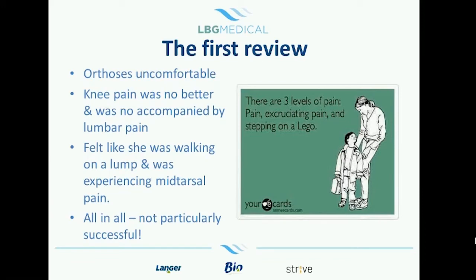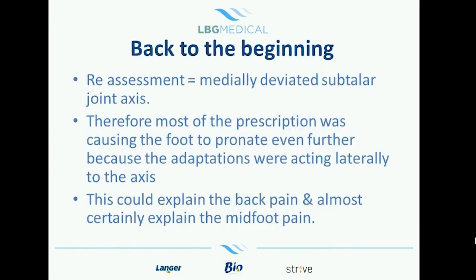So I didn't really know where to start with this, so I phoned the lab, and they basically took me through the reassessment. This is going back, gosh, 2003, 2004, so quite a few years ago, before we'd come up with the MOSI way of doing things. They asked whether she had a medially deviated subtalar joint axis. At this point I'd heard of a medially deviated subtalar joint axis, but I didn't understand what effect that might have on my patients.